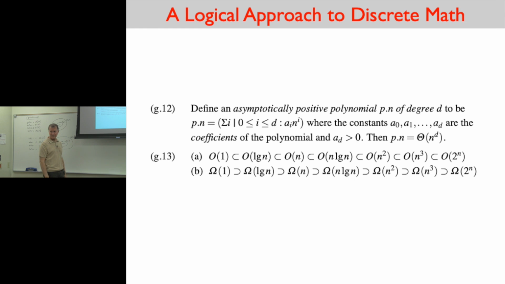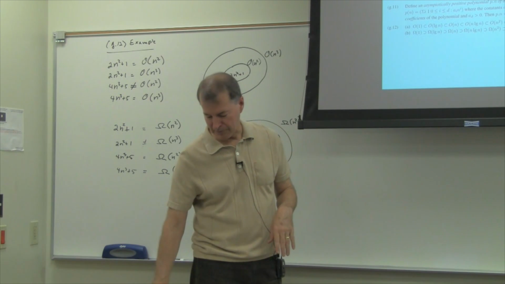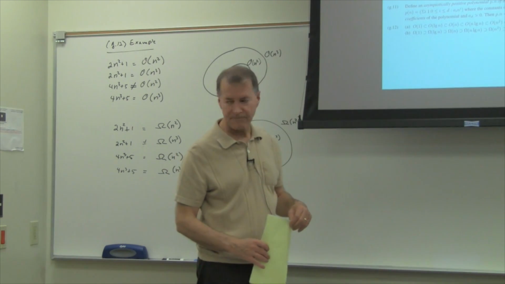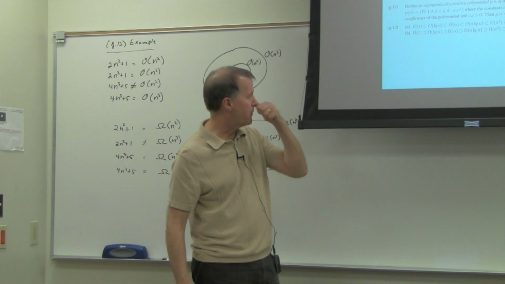Where would n to the fourth be in comparison to 2 to the n? Oh, wait, 2 to the n is way beyond that, that's exponential. That's beyond any polynomial. That's true. Yeah, that's beyond polynomial. All right? And these are really important.